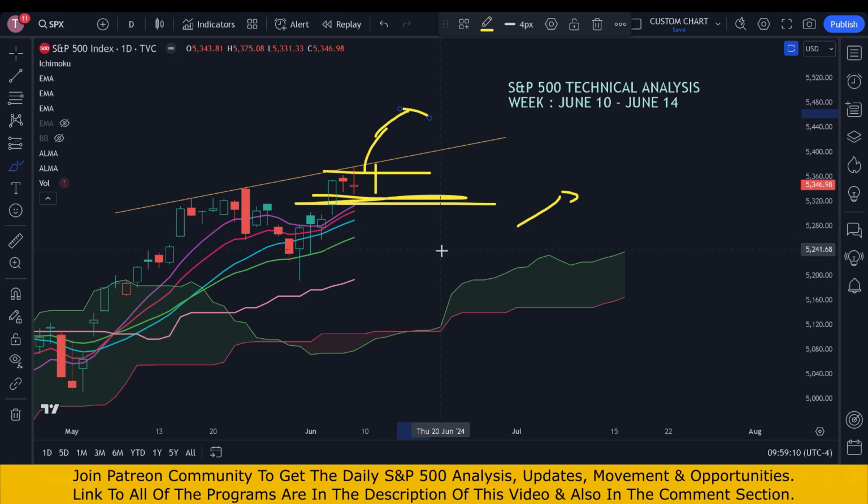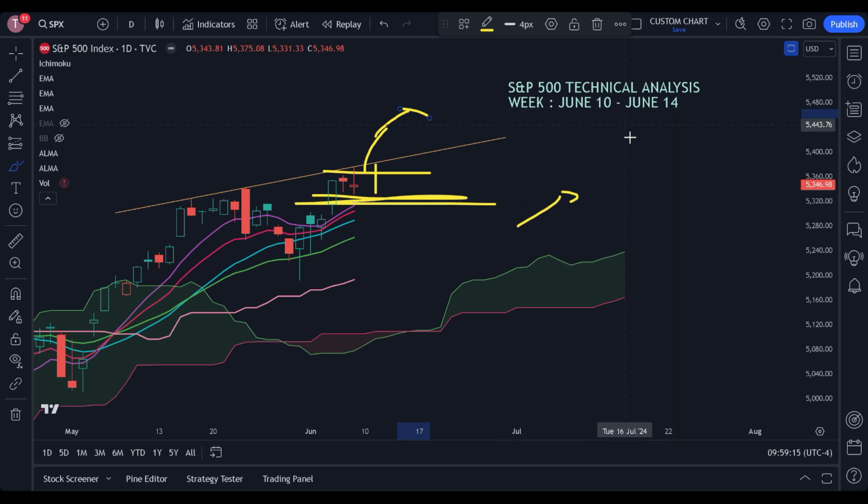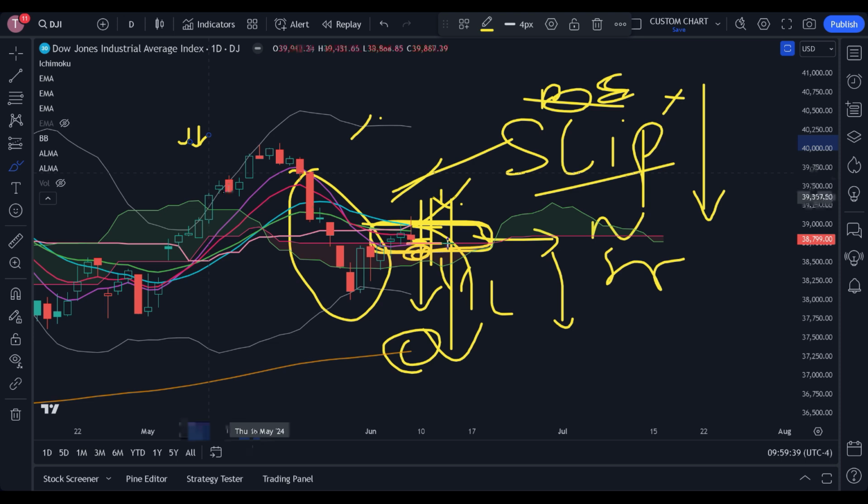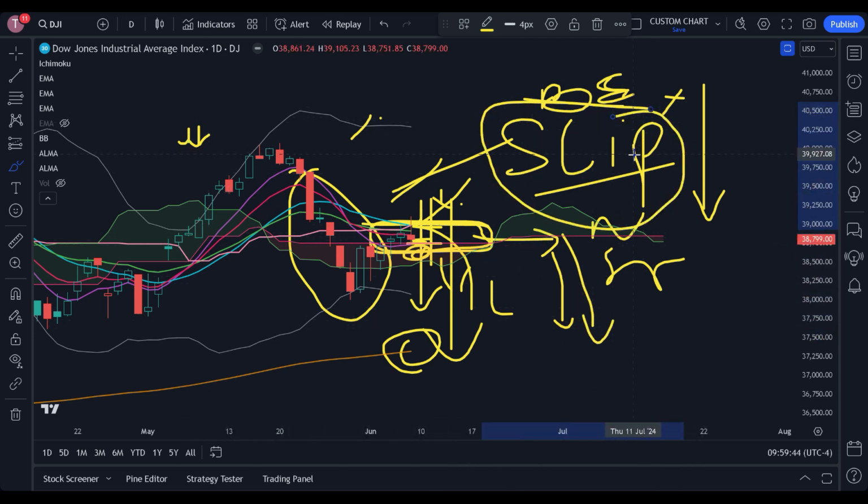In case of the fall, the fall will come into the picture only if the Dow Jones forms a slip and comes down and closes either inside the Ichimoku cloud or below the Ichimoku cloud. In that case the next heavy support is the 200-day moving average. So any small fall or little fall in the Dow Jones will trigger a heavy fall. Why? I've given you the reason: the slip.